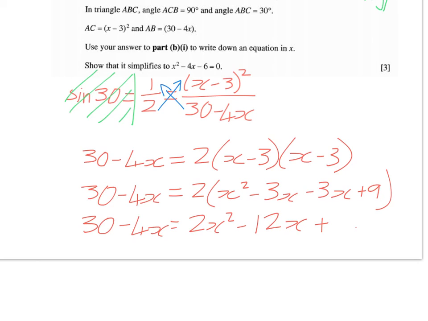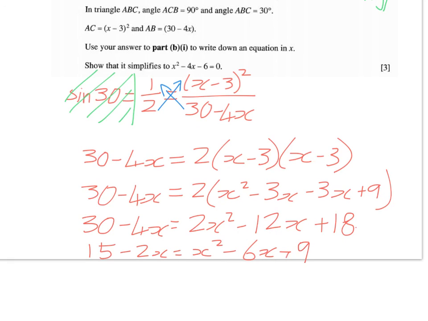So it's not exactly looking great at the moment if I just glance up at what I've got, because up here I've got just an x squared, not a 2x squared. I've got a negative 6, not an 8. But we can see everything here is a multiple of 2. So before I do anything else, I'm just going to divide everything here by 2. 15 minus 2x. Smaller numbers are nicer to deal with as well. Minus 6x plus 8 plus 9.